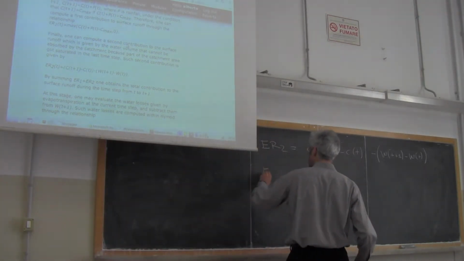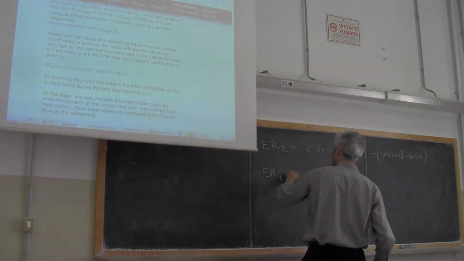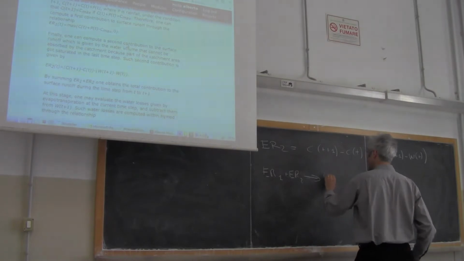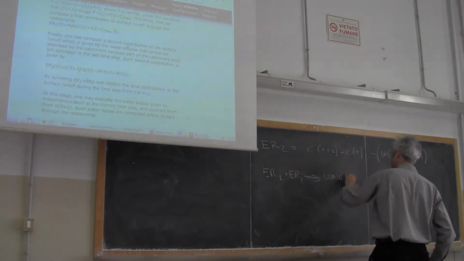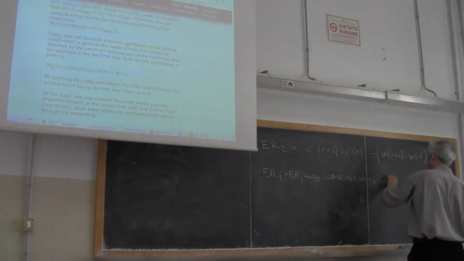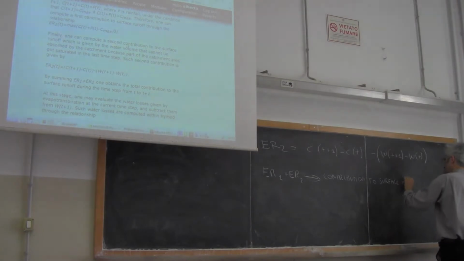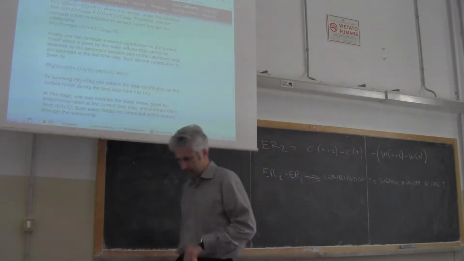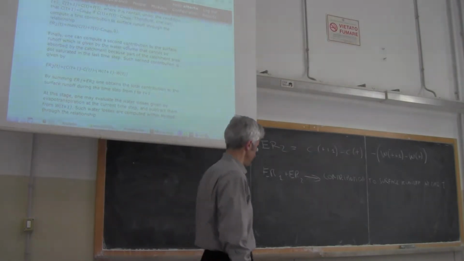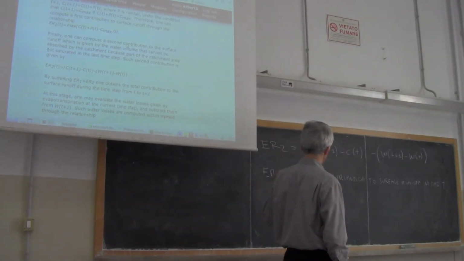And then if you sum ER1 plus ER2, you have the contribution to surface runoff, which eventually is river flow at time t. Good.